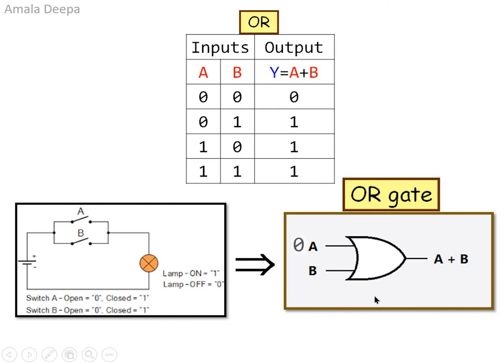When both the signals are low, the output is low. When A is low and B is high, the output is 1. When A is high and B has low signal, then the output of OR gate is again 1. When both the signals are high, A and B are high, the result A plus B is high.